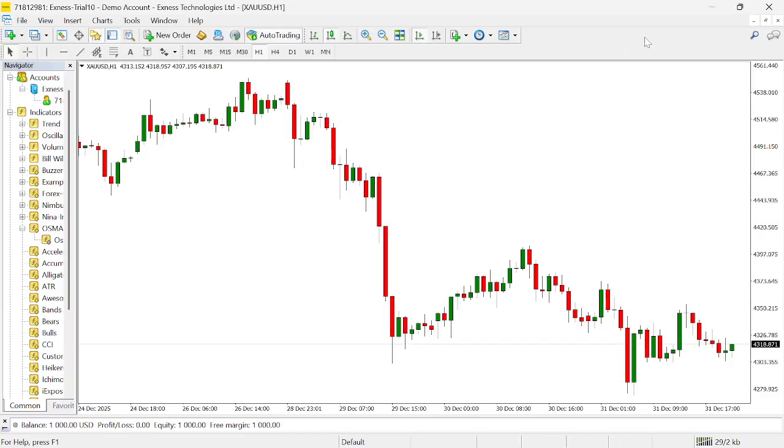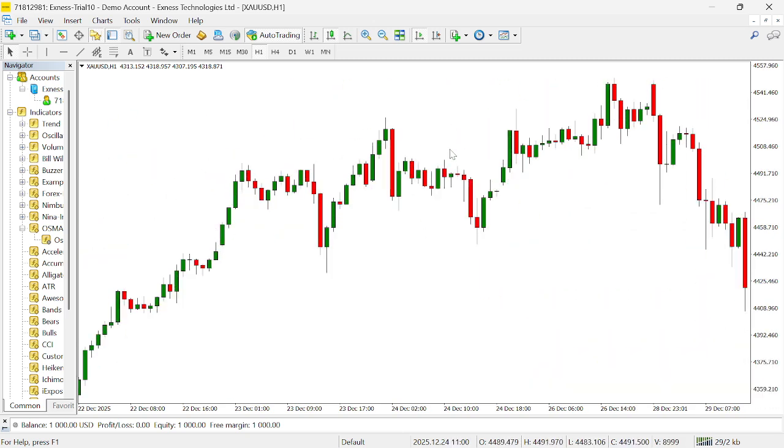Hi traders, in this video we are looking at the OsMA Divergence Indicator for MT4. This indicator focuses on plotting OsMA together with divergence structures so you can visually track when price and momentum move out of sync. By the end of this video, you will know what OsMA divergence is, how the plots appear, and which main options you can work with.